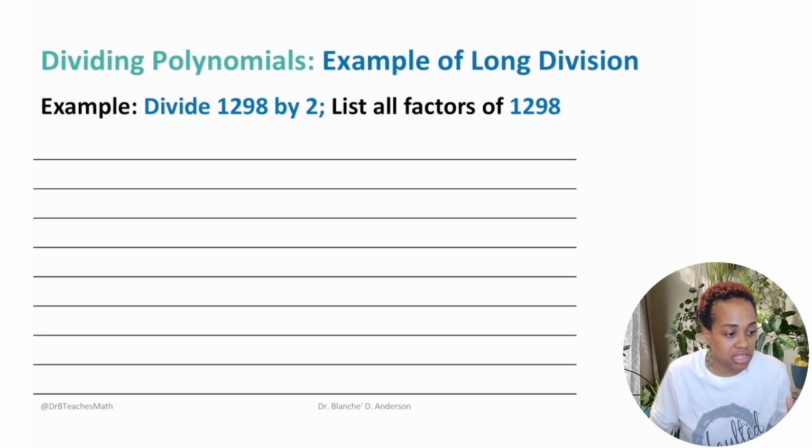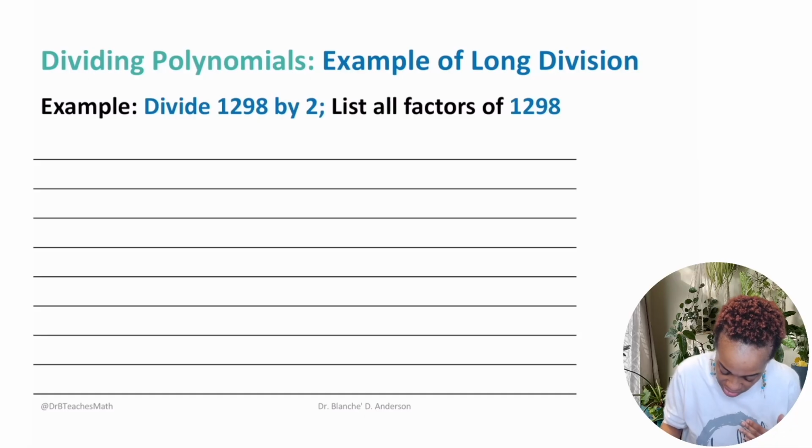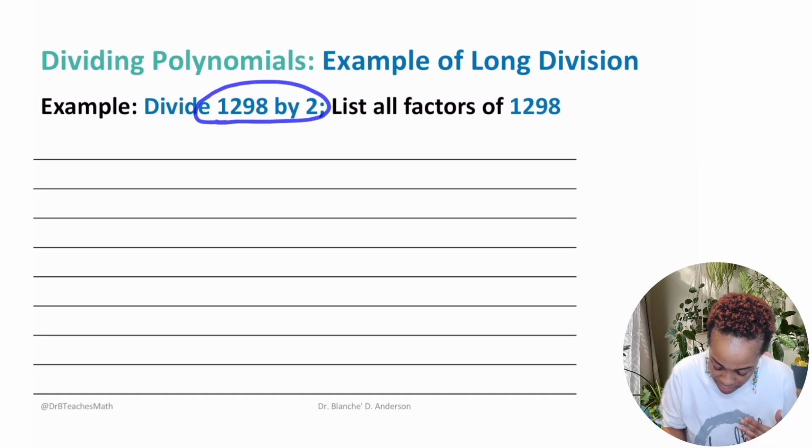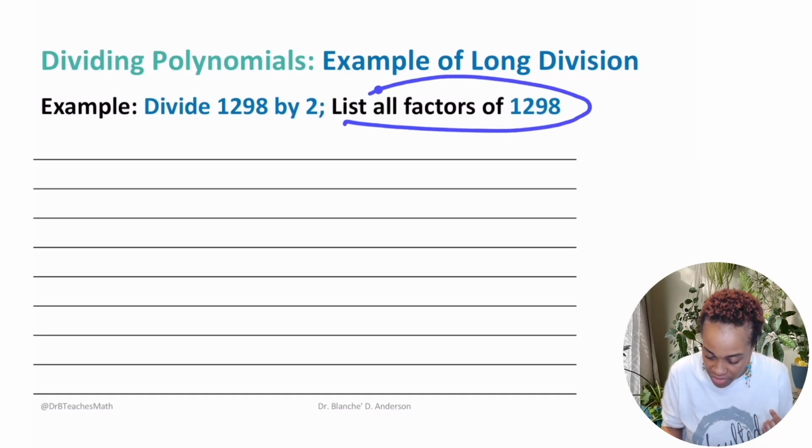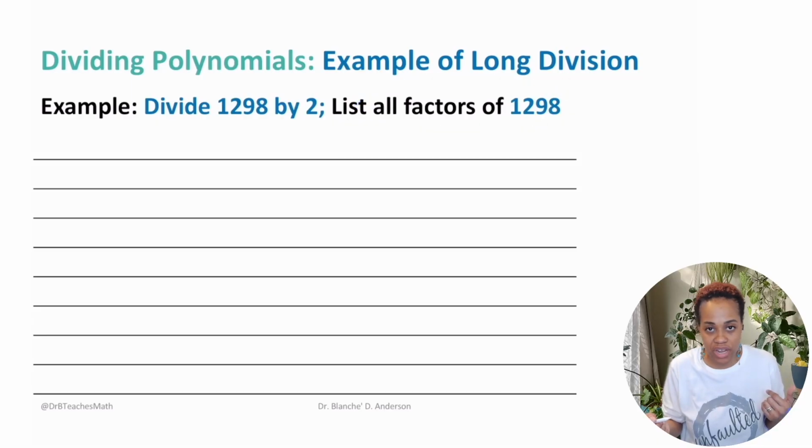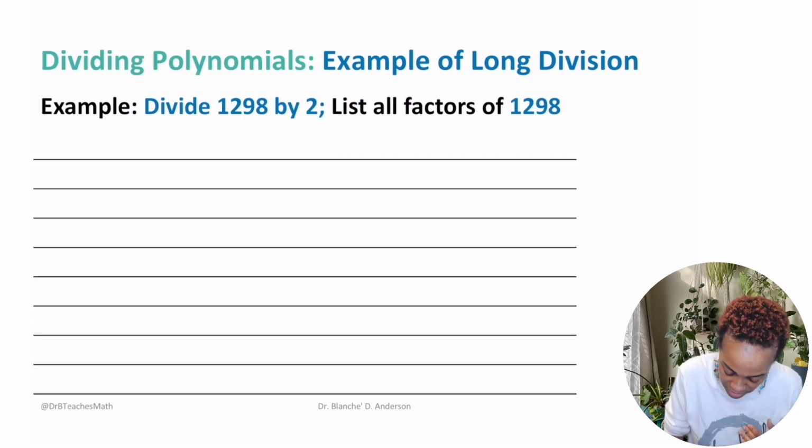Okay, so let's do some examples. I'm checking my notes. I have 2 examples that we're gonna do, just so we can make sure we remember the steps. So let's see. We're gonna divide 1298 by 2, and then we're gonna list all the factors of 1298, just so you can see that they divide it. So let's see. I'm gonna use blue.